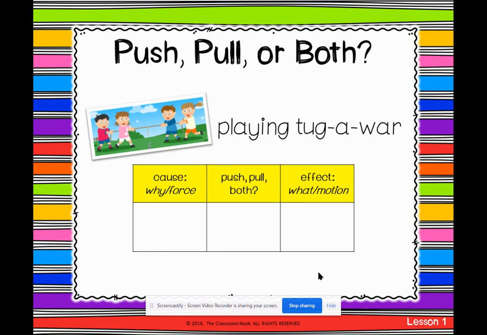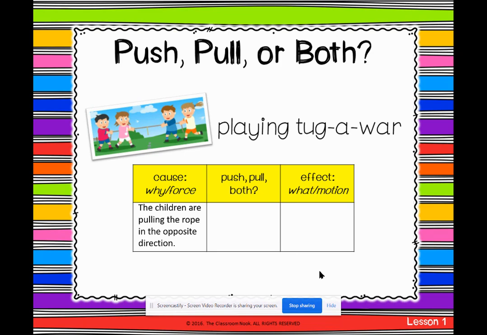Okay, welcome back. Did you answer your questions? I hope so. So let's take a look at the possible answers. The cause. What is happening? When kids are playing tug of war, what exactly are they doing? The children are pulling the rope in opposite directions. Technically, that's what's happening, right?